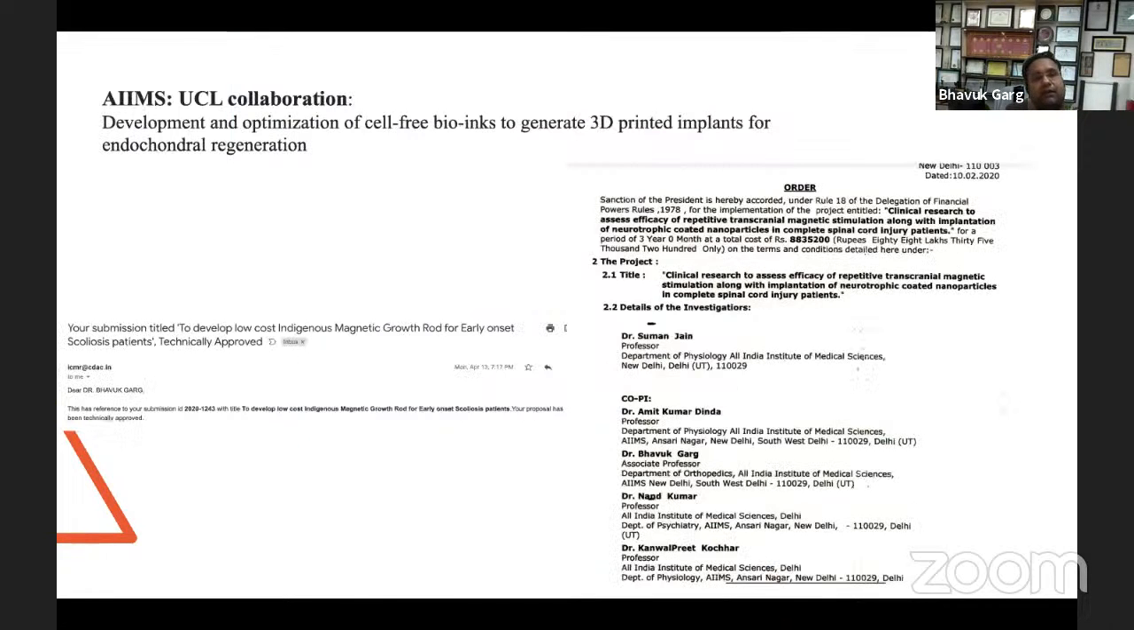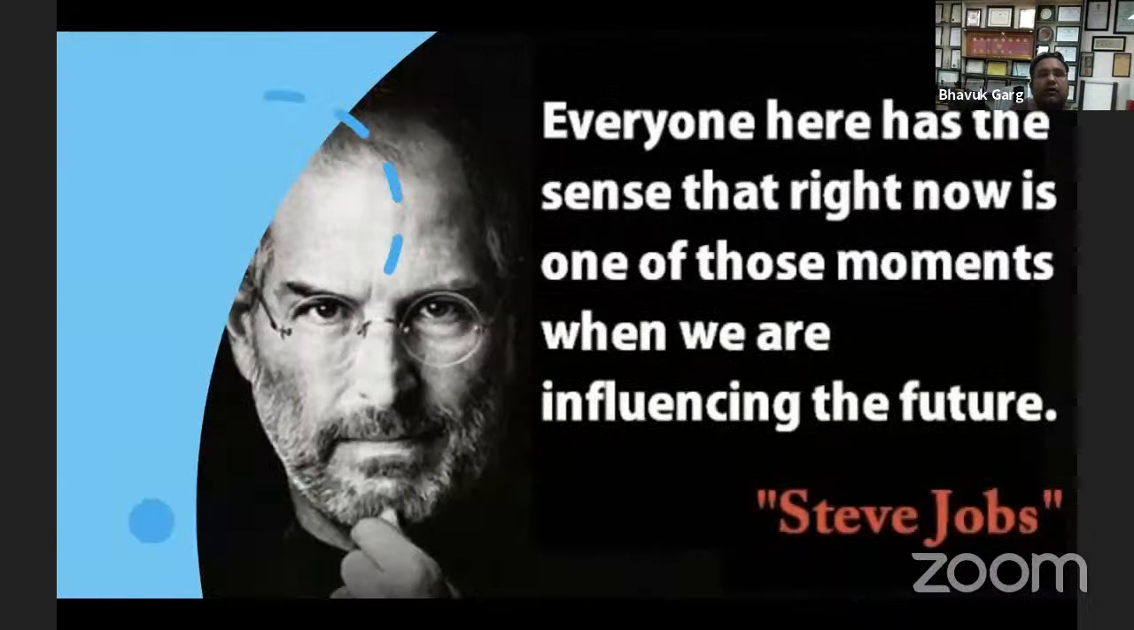We have also collaborated for developing these indigenous implants. These are recent advances. We are working on transcranial magnetic stimulation and bioprinting as well in spinal cord injury patients.